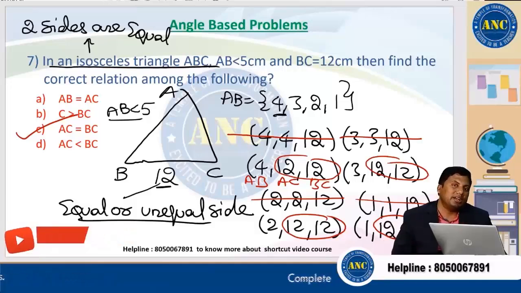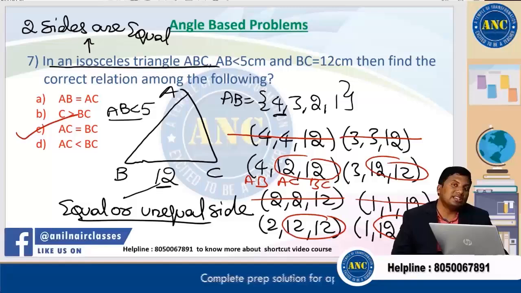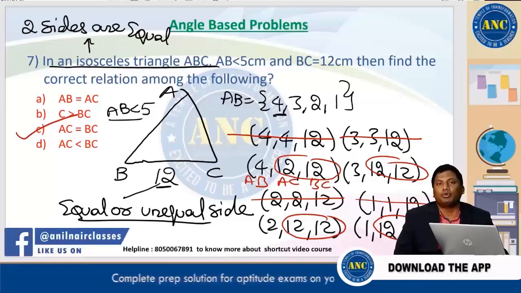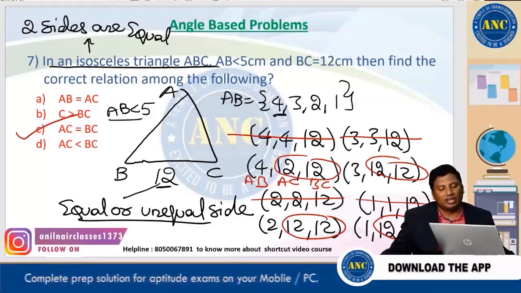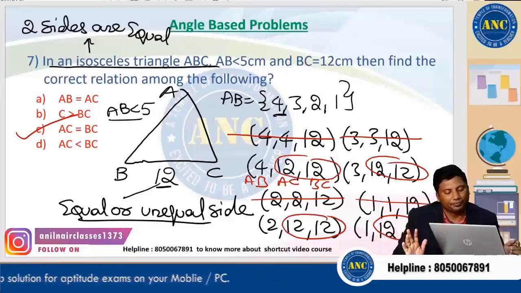Few cases are eliminated where the sum of two sides is greater than the third side. Sum of two sides is greater than the third side. I hope the idea is clear.